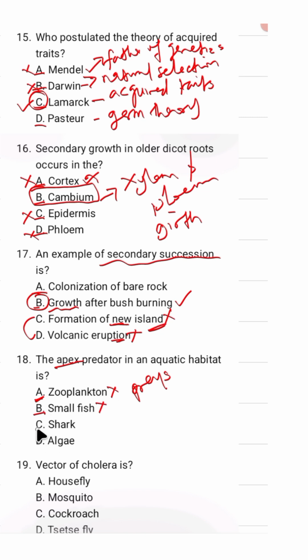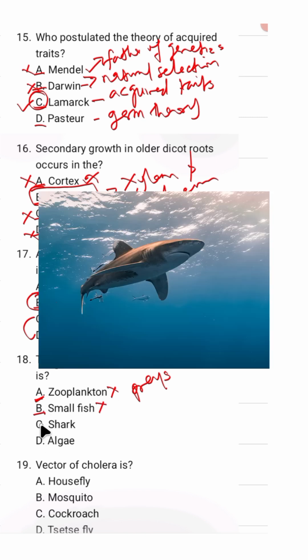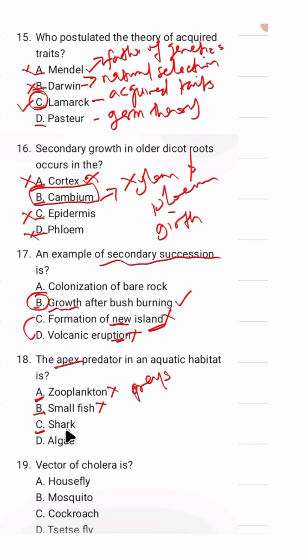Then you have option C, shark. So shark is an apex predator. This shark here is an apex predator because it's at the top of the food chain, and it has no natural predators except maybe man or human beings that kill the sharks. So this shark has no natural predator. So in an aquatic ecosystem or aquatic setting, sharks are considered apex predators because they hunt and eat a variety of animals. They eat other animals like seals, fish, and so on.